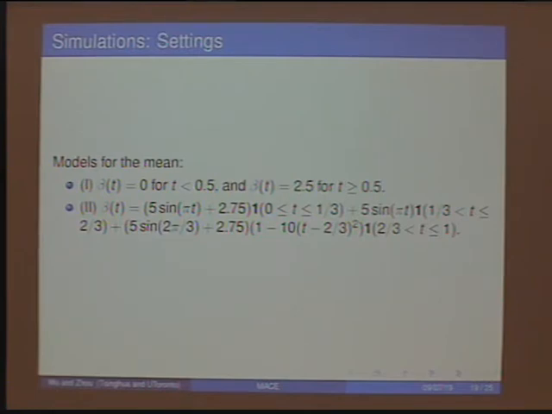So I have two means. The first mean is a piecewise constant mean. This mean number one is actually the assumption made by many of the past algorithms. In past algorithms, people usually assume the function is piecewise constant. And the second mean is piecewise smooth. In other words, it's in our domain, but not in the traditional domain.